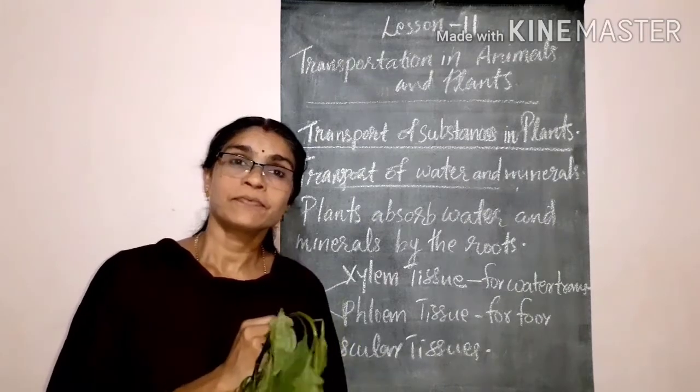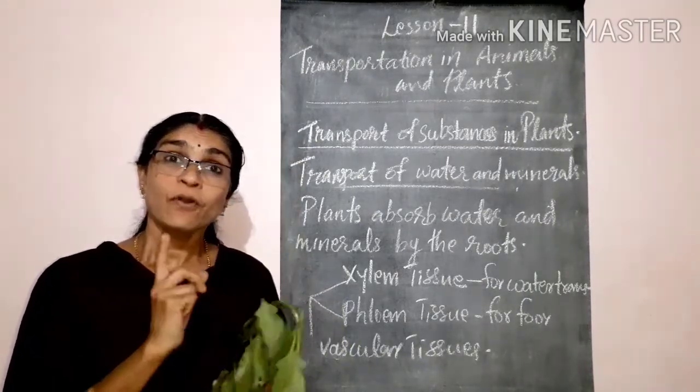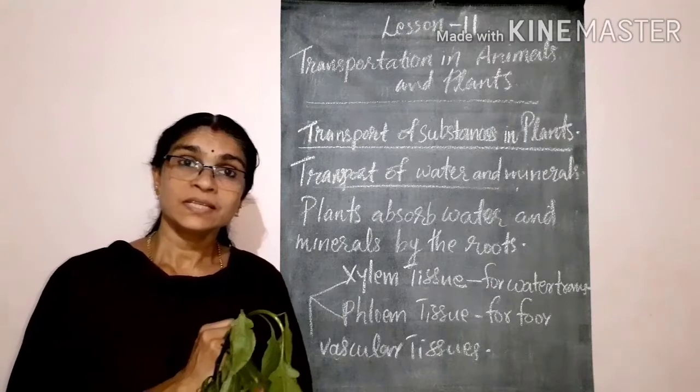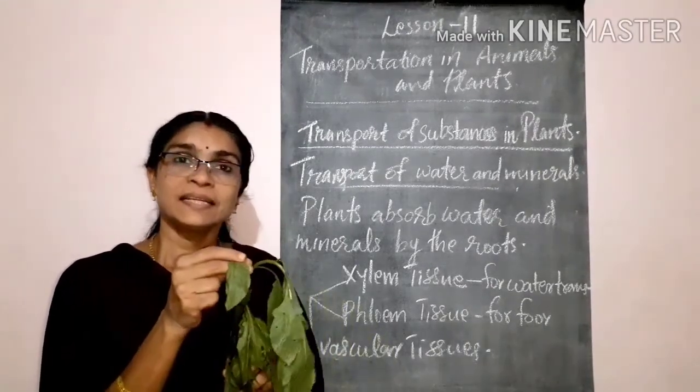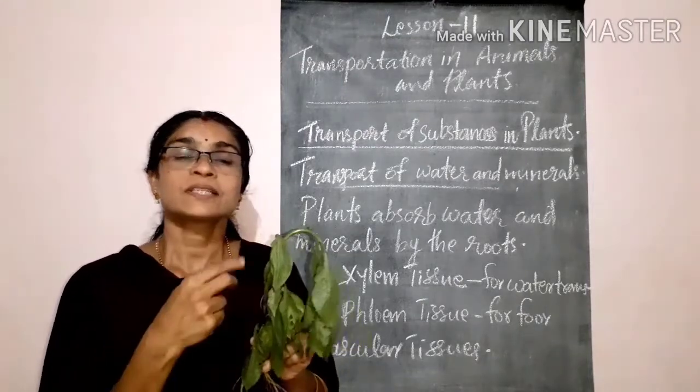The second type of vascular tissue is phloem tissue, which helps in the transportation of food prepared by the leaves to other parts of the plant body.